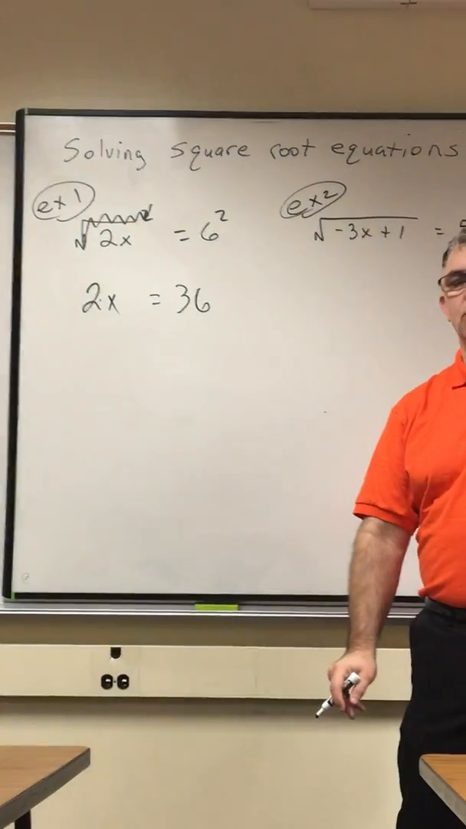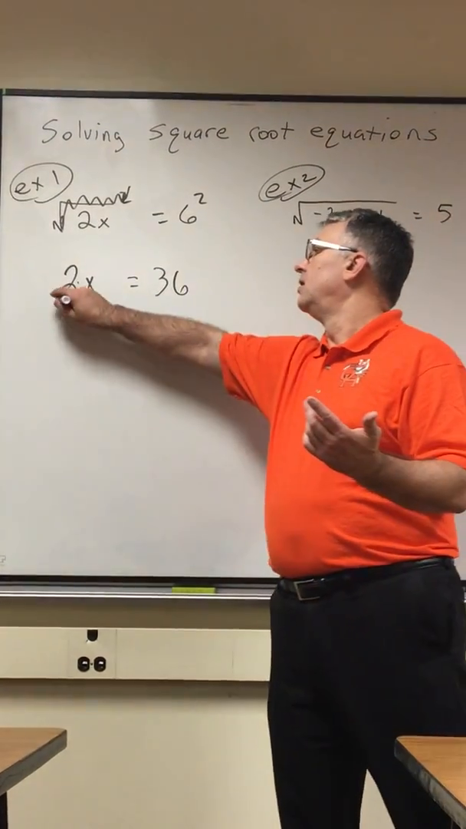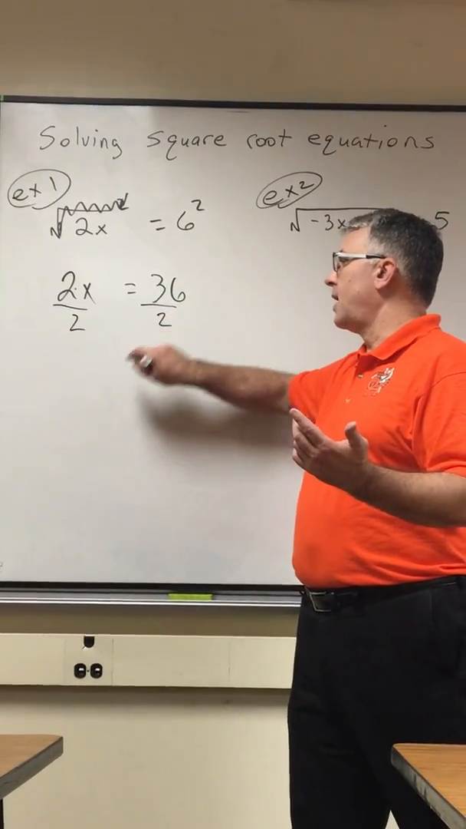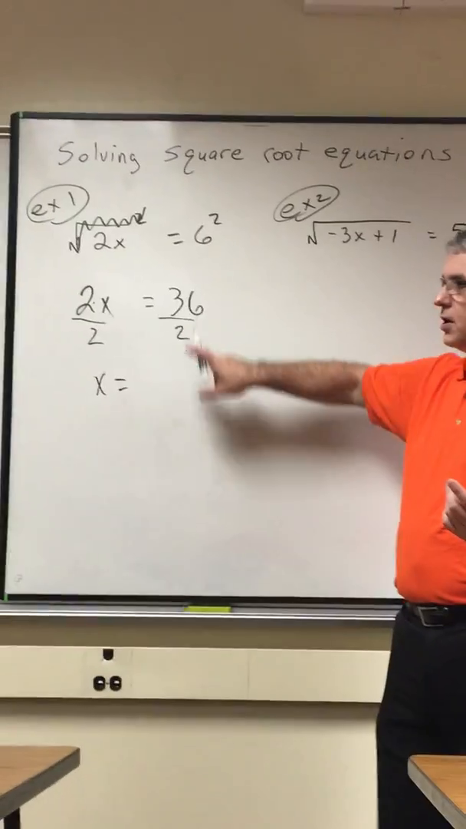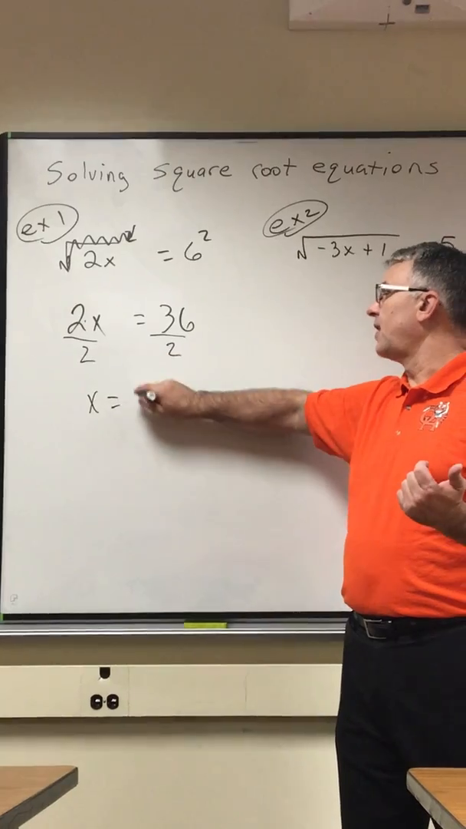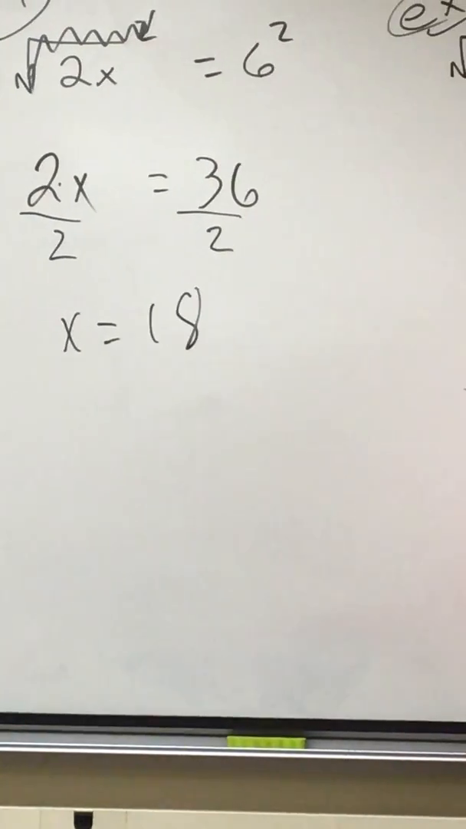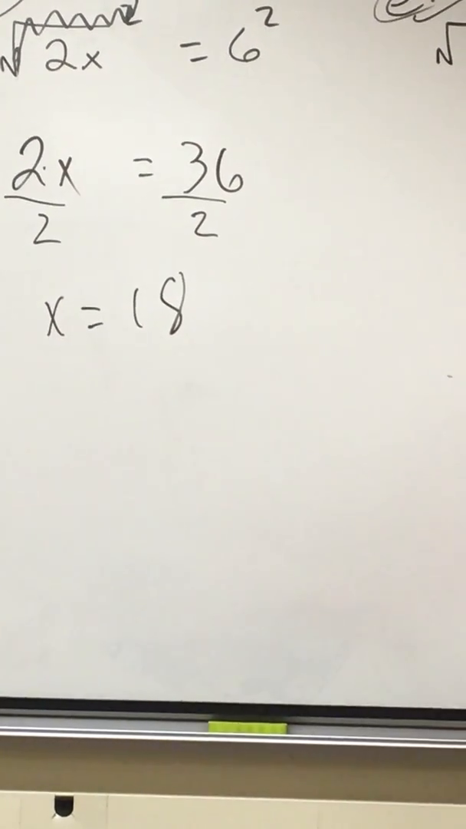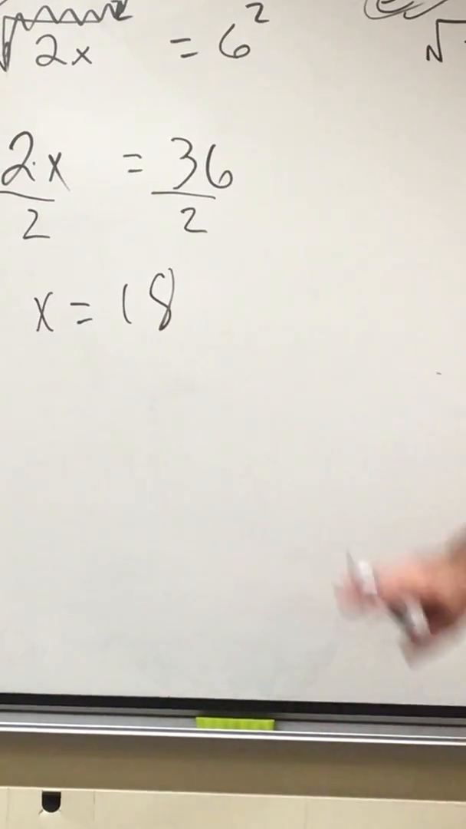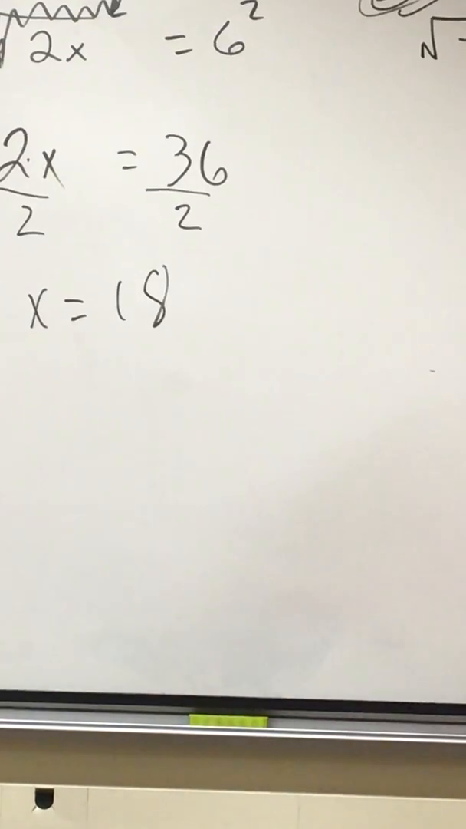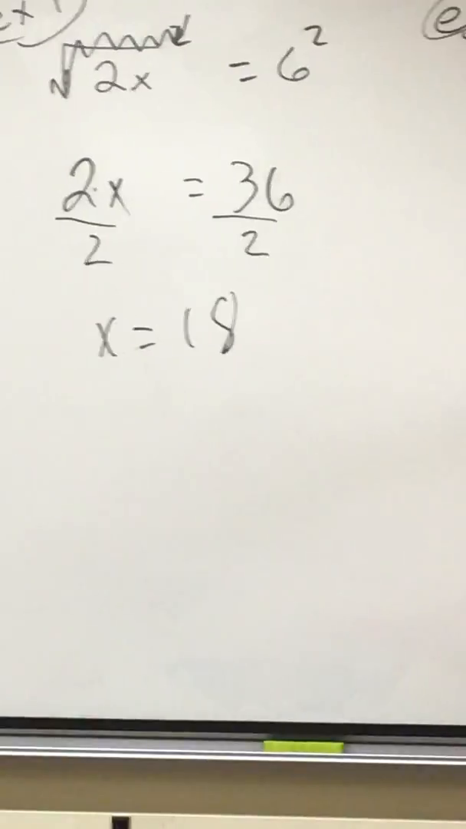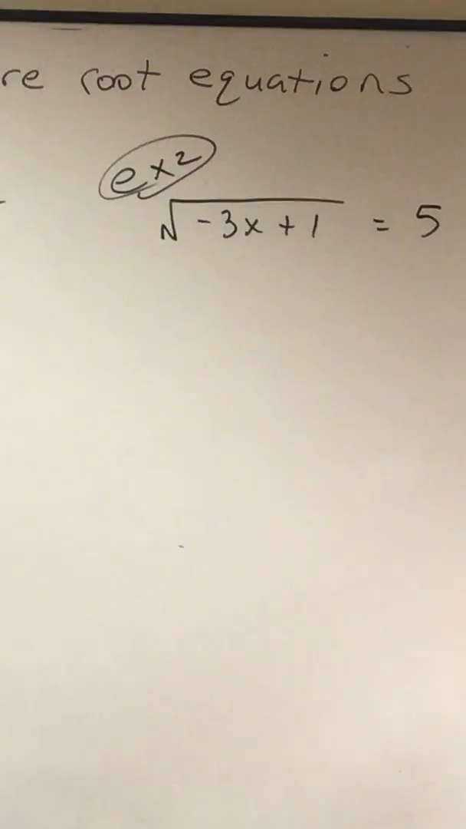Now, how do we get rid of 2 times? Divide by 2, divide by 2. Hope you don't need a calculator for this. 36 divided by 2 is 18. All right? So we're going to be dealing with that square root. Now, I didn't go ahead and state it, but in general, we want to get the square root by itself. The first few problems, I already have them by themselves.